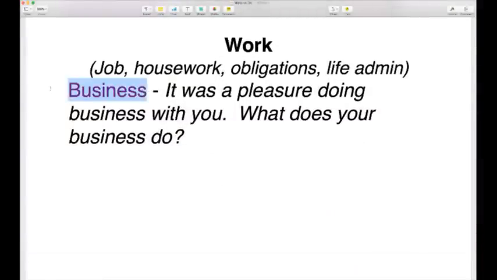If we're using the word business, we'd say, it was a pleasure doing business with you. So if you've just met a client or someone has bought something from you, or you are in a partnership with someone else with your business, then when you finish your deal or your meeting and everything is wrapped up, you say, good, it was a pleasure doing business with you.